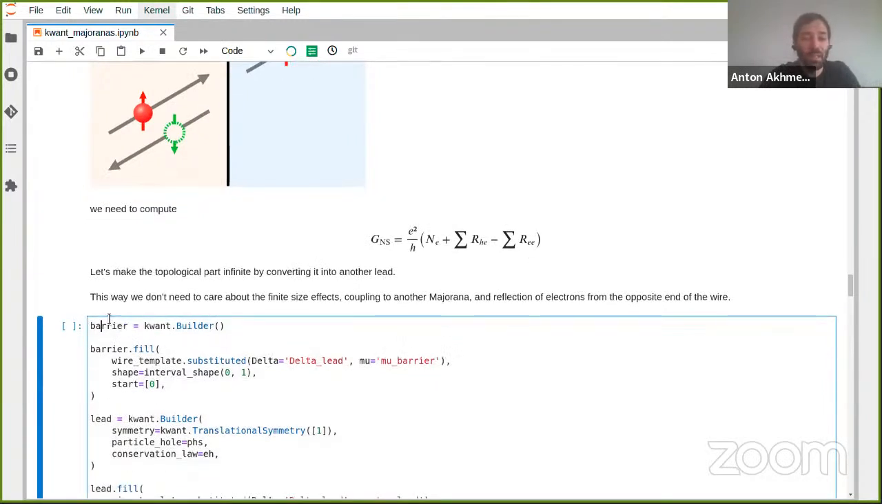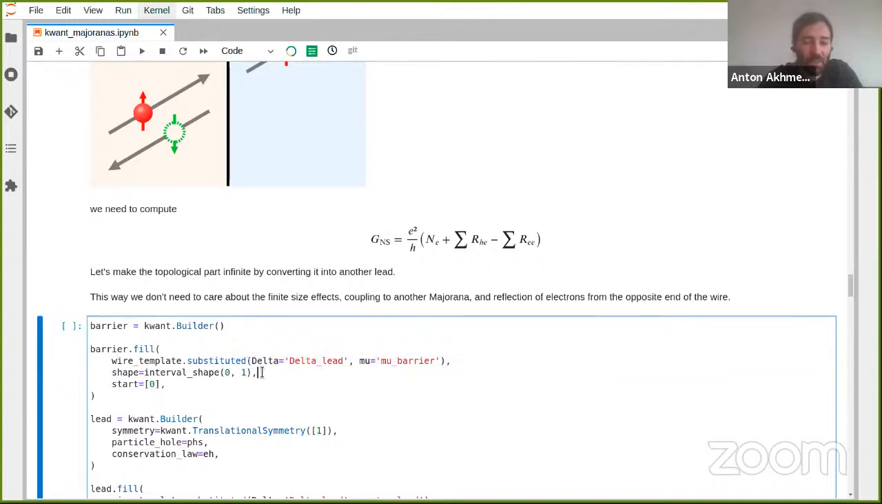So here we are creating it. We make a quant builder once again. We fill it by using the template of the Hamiltonian that we used before. We replace delta with the delta of the normal lead, that's going to be 0. And we substitute for the chemical potential a different value that belongs to the barrier. So this pattern of taking a template and substituting parameter values is useful when dealing with different parts of the system.